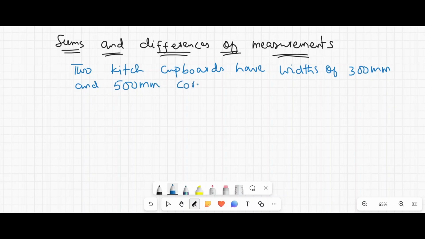Correct to the nearest millimeter. When it says correct to, it is giving the accuracy term.